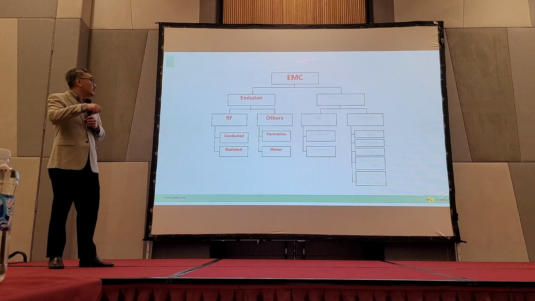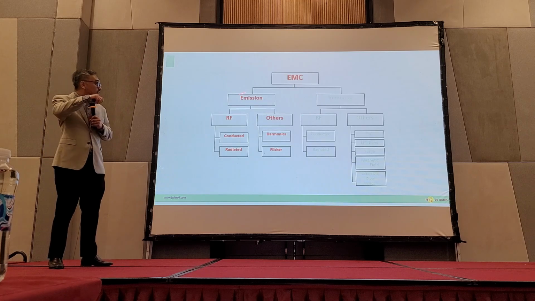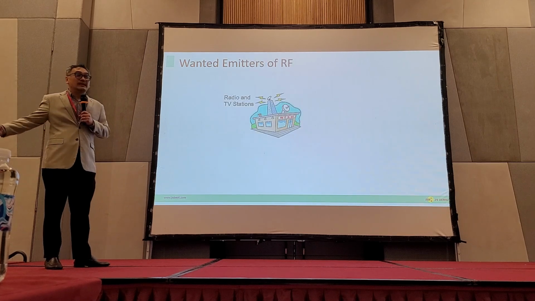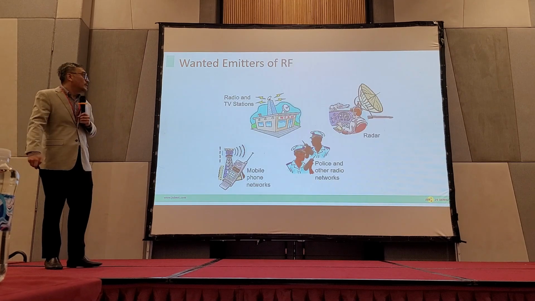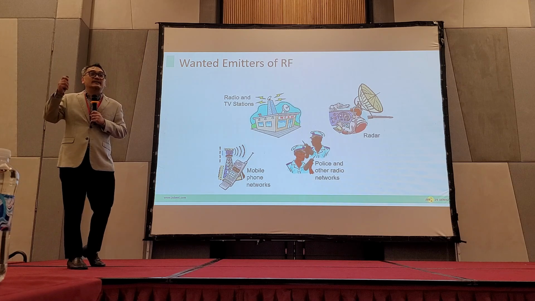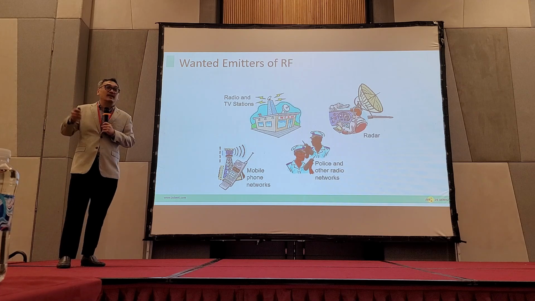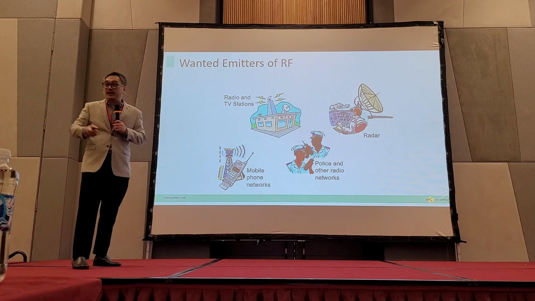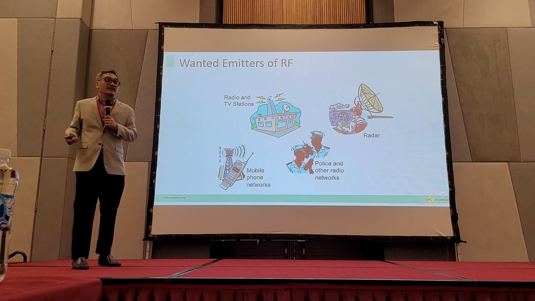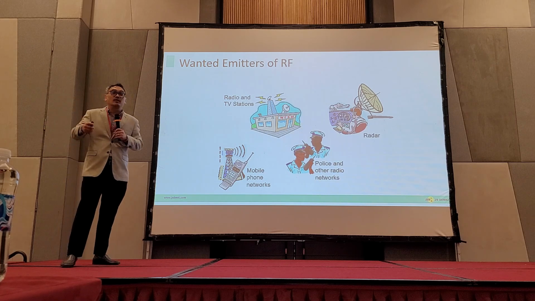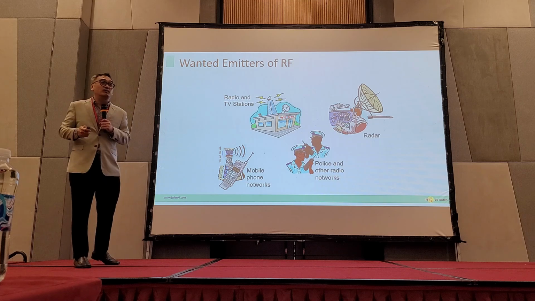So now we focus into one section first. We talk about emission. So in RF, what is RF noise? At first we want to know what our wanted RF is. We want RF signal. It's not that we don't want RF signal. We want Bluetooth. We want Wi-Fi. We want GSM that is ringing. We want radar. We want the walkie-talkie signal. So all these are the wanted RF that we want.